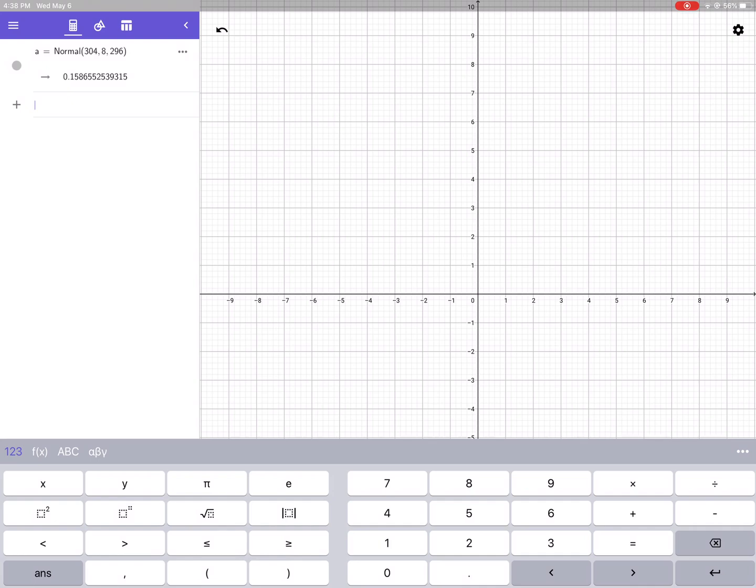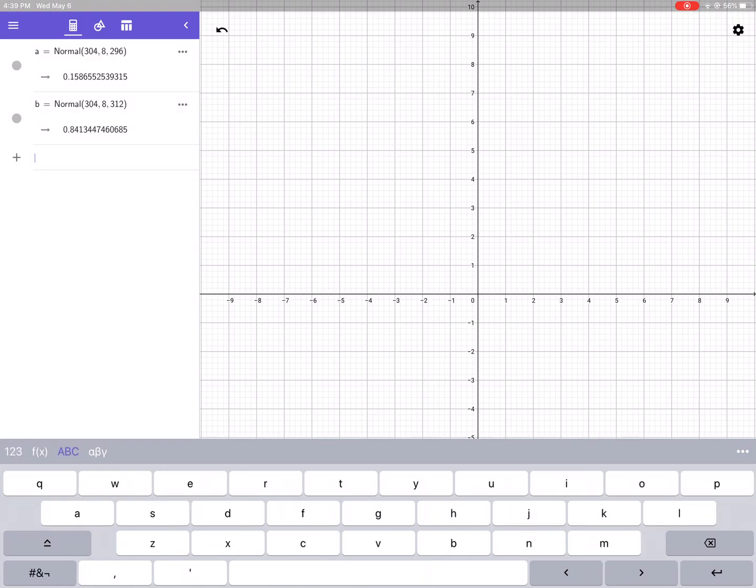Then I'm going to do it again. I have to calculate both. So I'm going to do my normal again, my mean 304, my standard deviation 8, and now I'm going to use my other number, because it had to be between 296 and 312. And there's that number. Now, when I subtract them, I want obviously a positive probability and percentage. So I'm going to take B, which was the bigger probability, and I'm going to subtract my A. Okay, and look at that number.